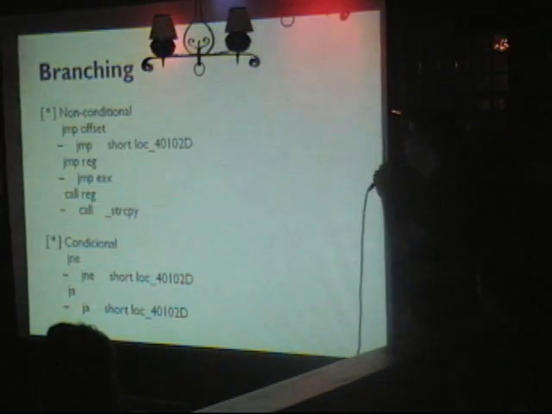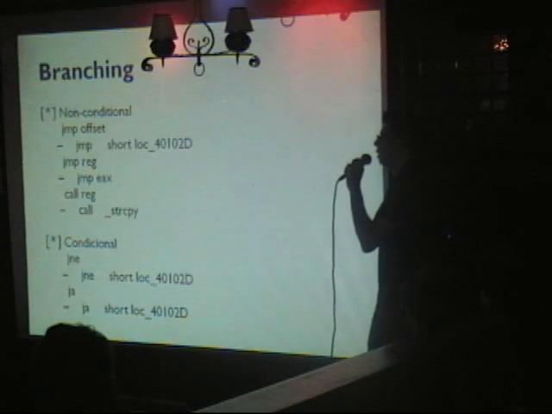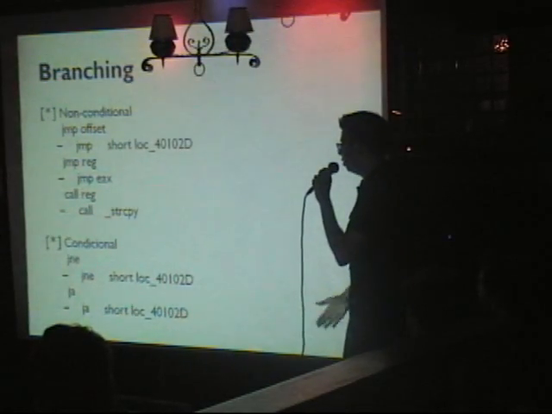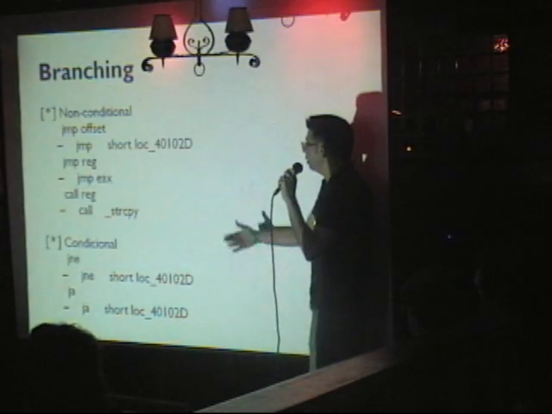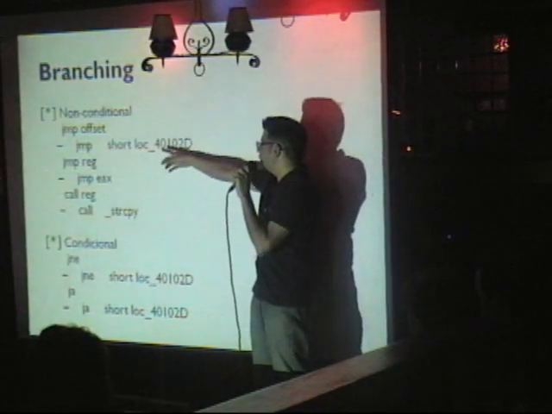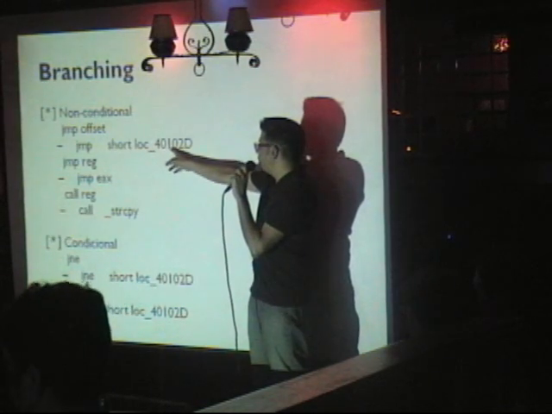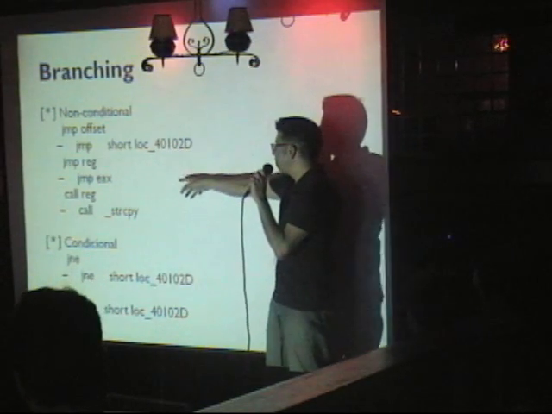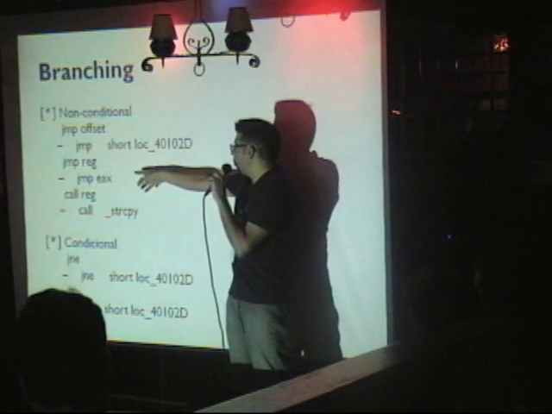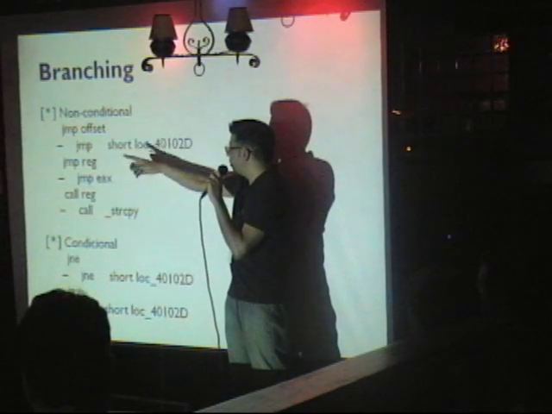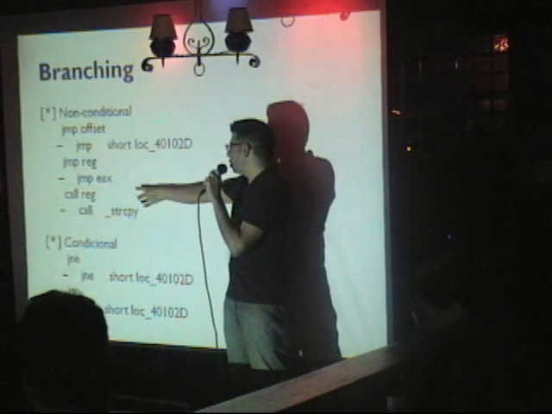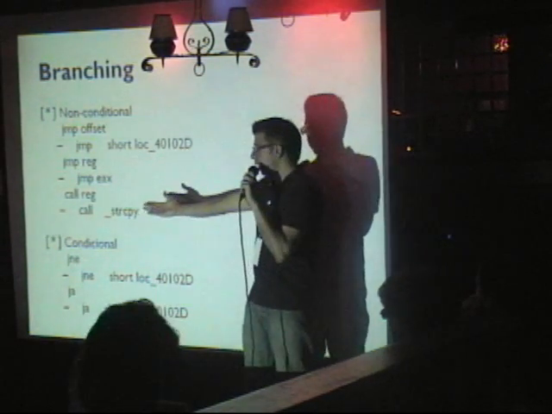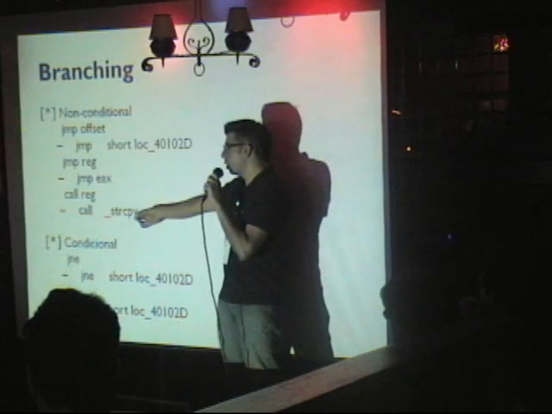So this is branching. Non-conditional branching means that there's no choice, it's just going to take the jump. This first instruction is going to jump to this memory location. This one jumps through, it takes the value from a register and it jumps to that address. And this is a call, like a system call. This is calling strcpy.